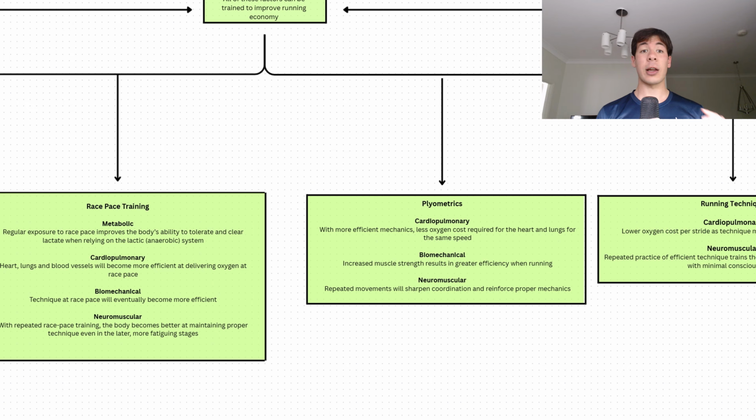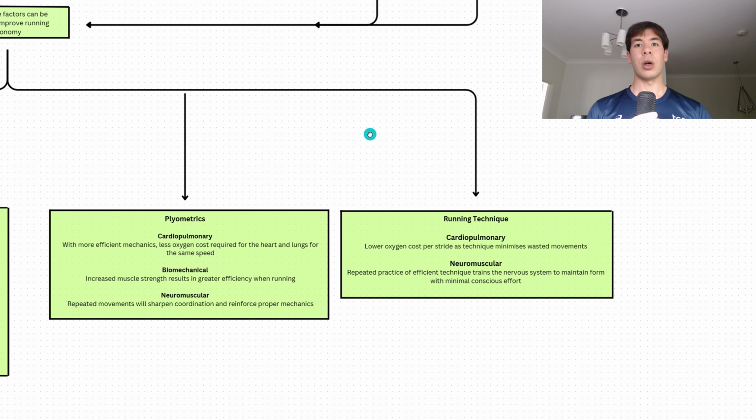So in terms of cardiopulmonary, with more efficient mechanics, there's going to be less oxygen cost required for your heart and your lungs at that exact same speed for that same distance. And biomechanically, obviously your muscles, joints, and tendons are going to be a lot stronger, which is going to help you be a lot more efficient when it comes to running. And neuromuscularly, these repeated movements that you're going to be practicing with your depth jumps, your single leg squats, your jumping squats can help sharpen coordination and reinforce the proper stiff leg mechanics that we want when we are running.